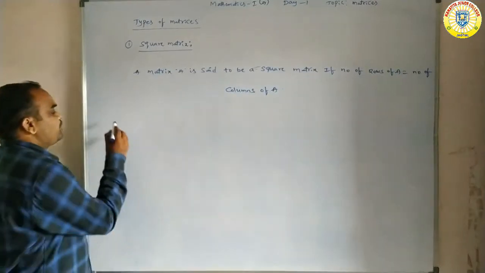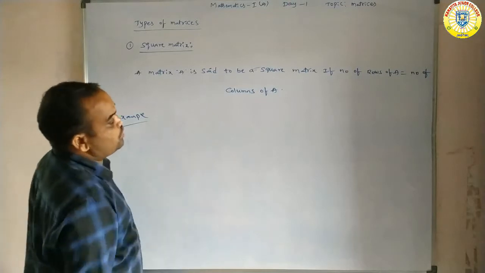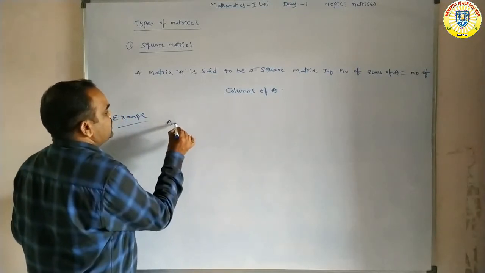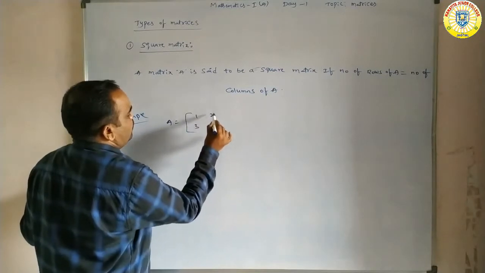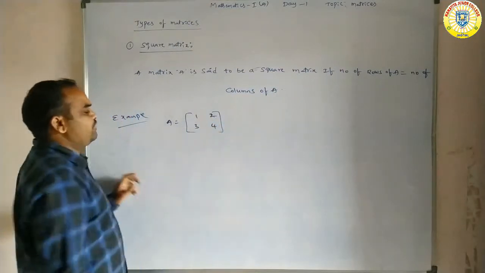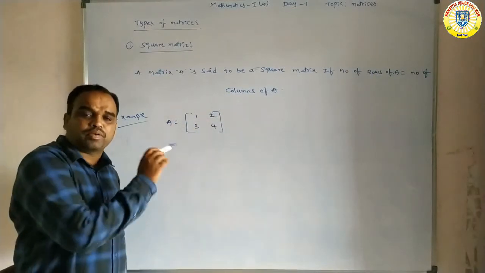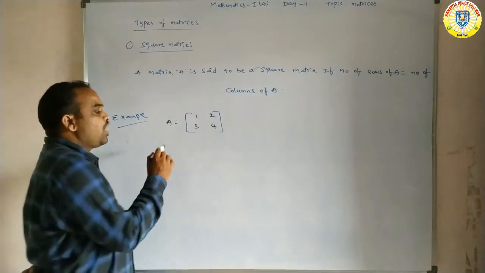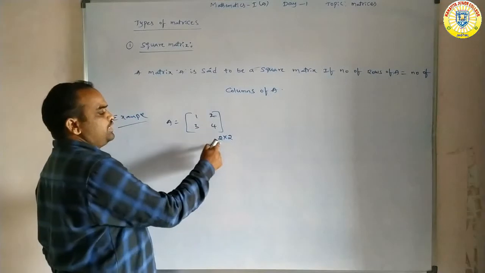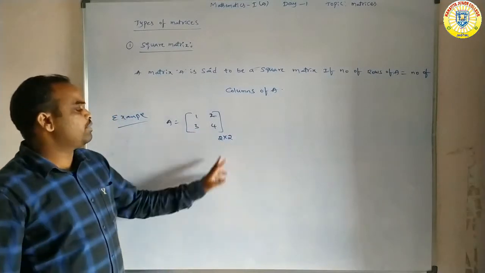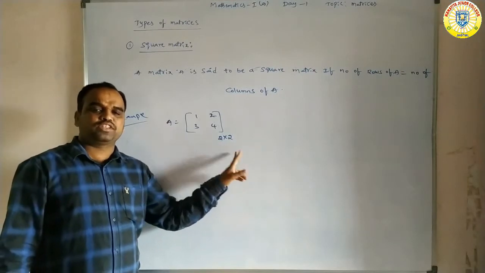Suppose we take an example. The condition is the number of rows equals the number of columns. Here A is equal to 1, 2, 3, 4. How many rows are there in this matrix? 2 rows. How many columns? 2 columns. In this matrix A, the number of rows is equal to the number of columns.